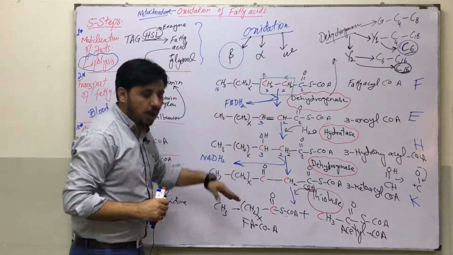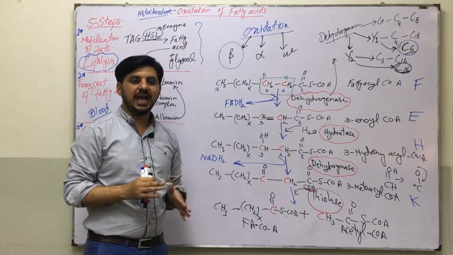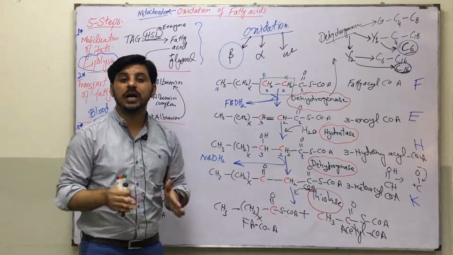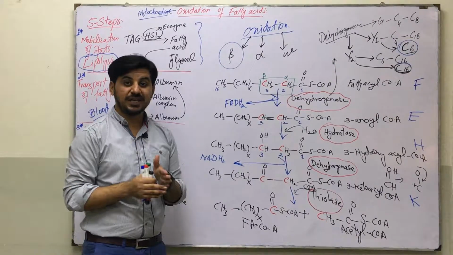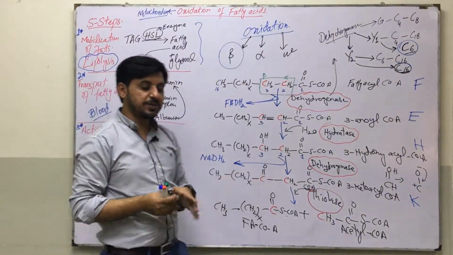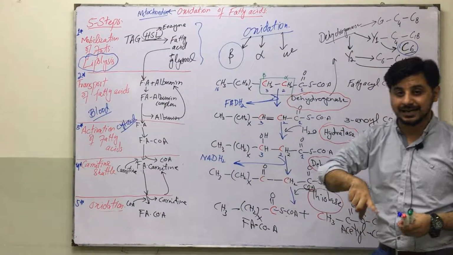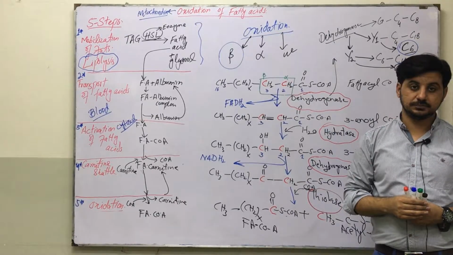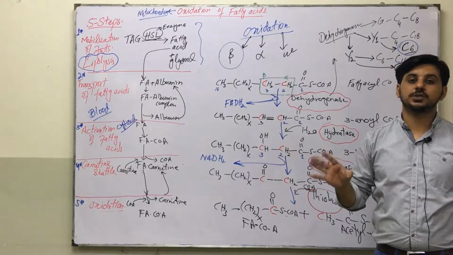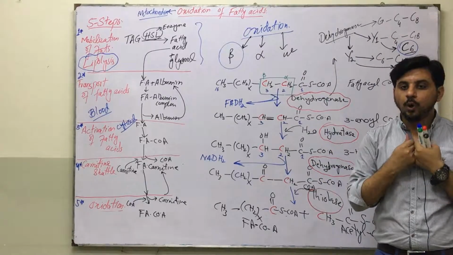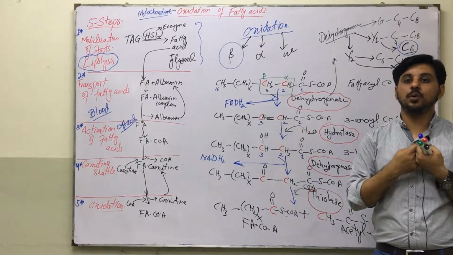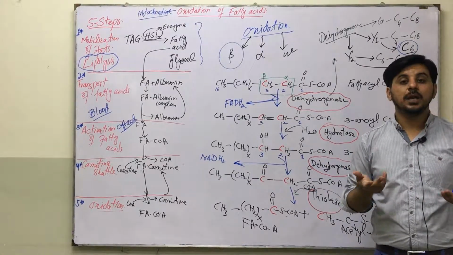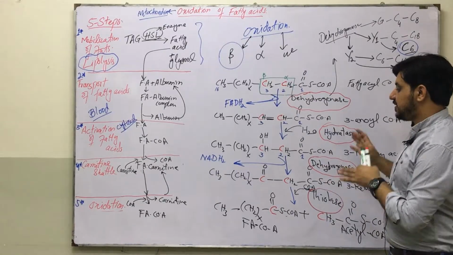This process will go on until only the 2 carbon compounds are left at the end. Once again, listen to me: this beta oxidation process will go on until we have only 2 carbon compounds left at the end. Then the beta oxidation will stop, because there will be no more long chain fatty acid of more than 2 carbons. Is that clear? So this was the beta oxidation.